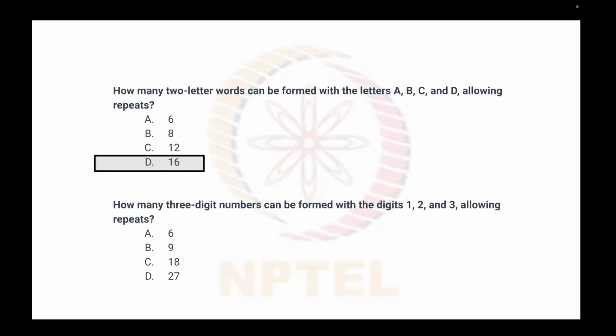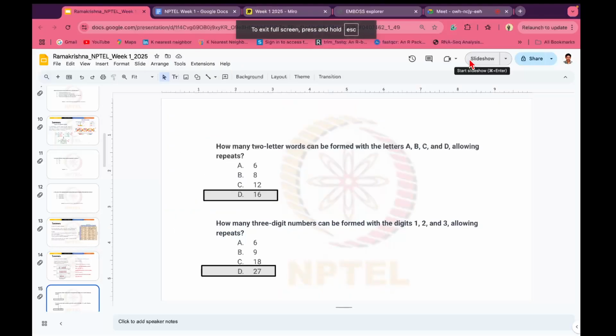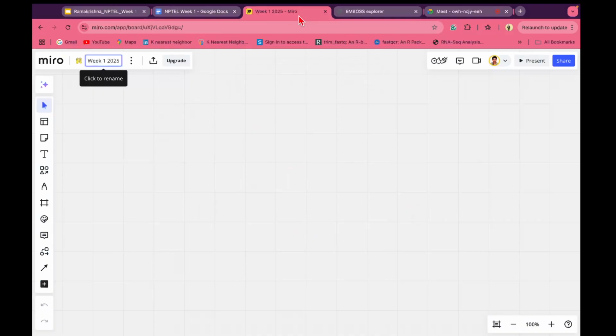Given that we have 3 digits to fill in 3 places, we have 3 places to get filled.